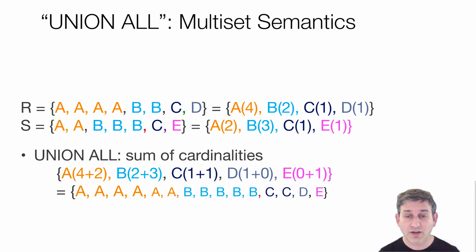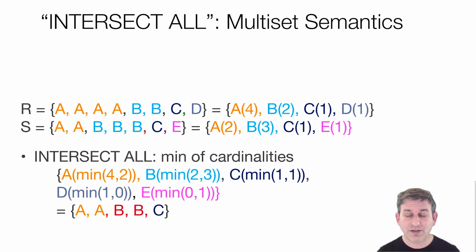So that's UNION ALL. INTERSECT ALL is going to be the minimum of the cardinalities. Looking at the A's, there's 2 A's in S and 4 in R. So the minimum of 2 and 4 is 2, so there'll be 2 A's in the output. There'll be 2 B's in the output because that's the minimum of the number of B's in R and the number of B's in S. There'll be 1 C in the output because there's 1 C in each, and no D or E for the intersect. Okay, so the semantics here is the minimum of the cardinalities of the matches.